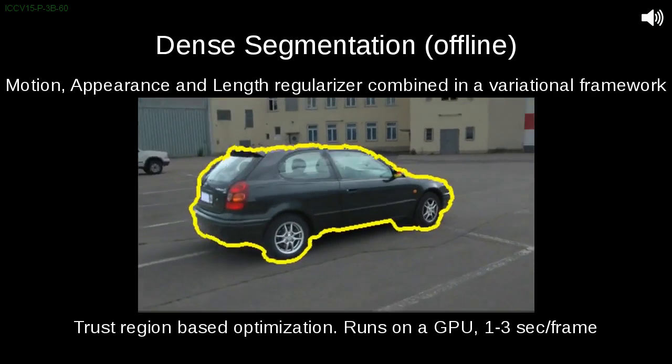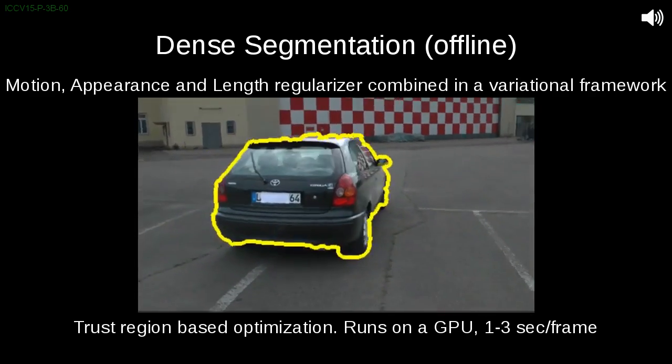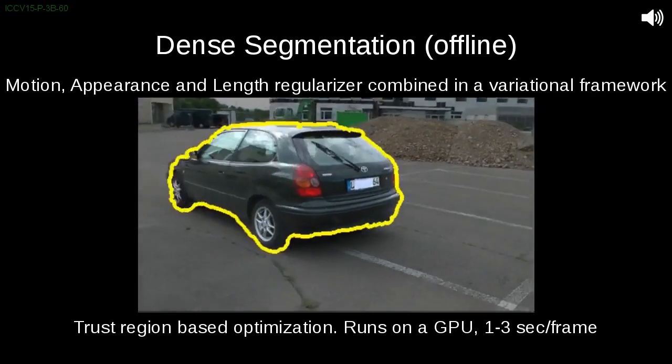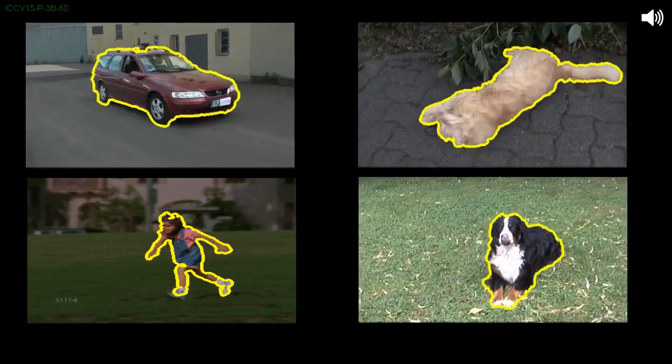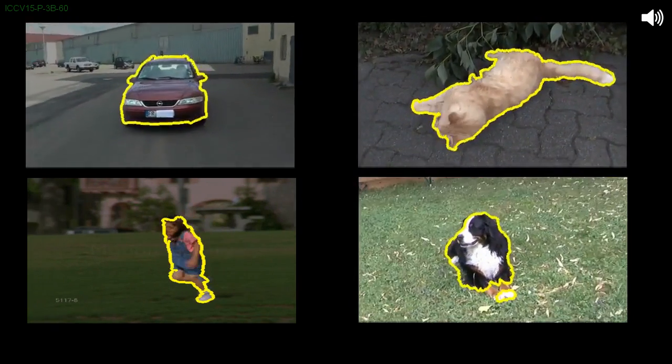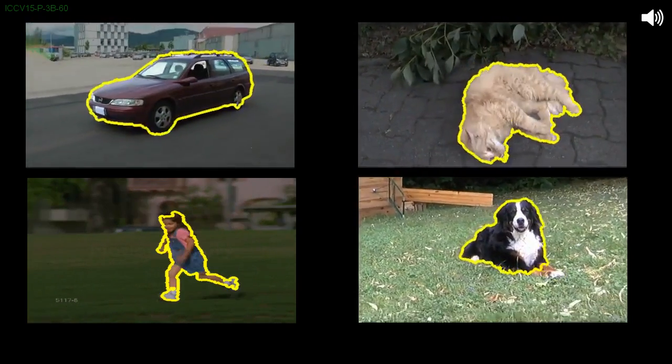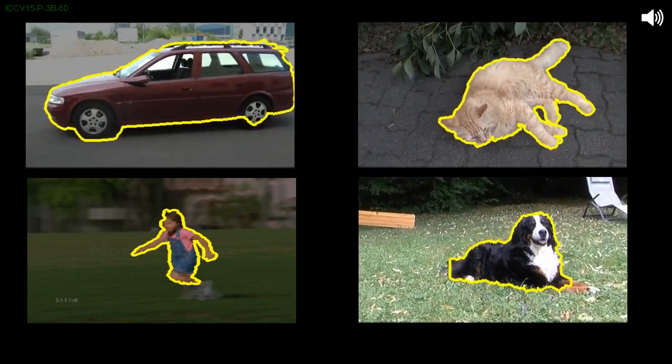Next, we do an offline dense segmentation by combining different cues. Soft labels of random walk serve as the motion cue. For appearance, we encourage consistency of the color distribution between neighboring frames. For code and data, please visit our website.